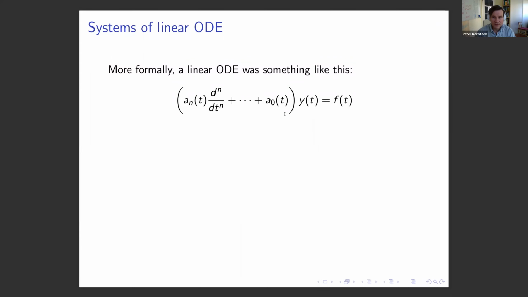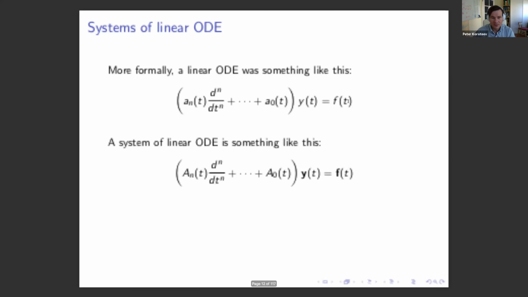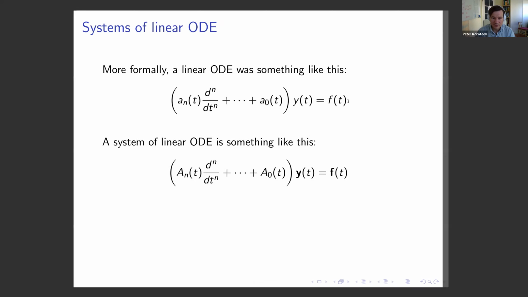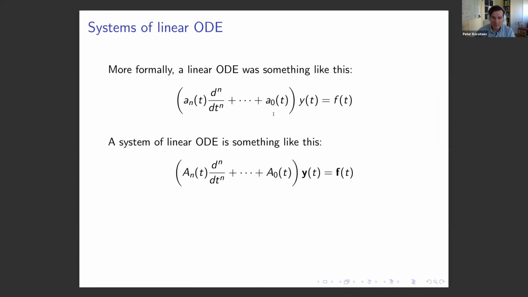We have a differential operator that acts on the function, and it is equal to the right-hand side. Then it's easy to generalize this to a system of ODEs if we upgrade this differential operator to a matrix-valued differential operator, whose coefficients are matrices. So those capital A_n through capital A_0 are matrix functions of t, and we act on the vector function, which is a column of unknown functions, and it is equal to a vector of right-hand sides.